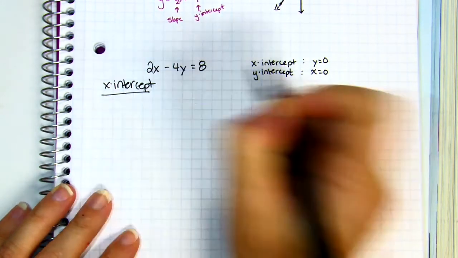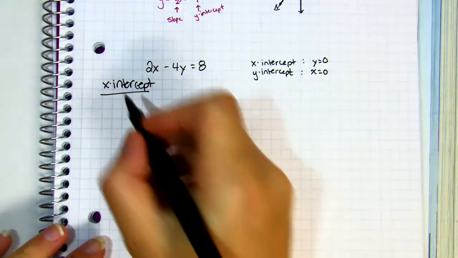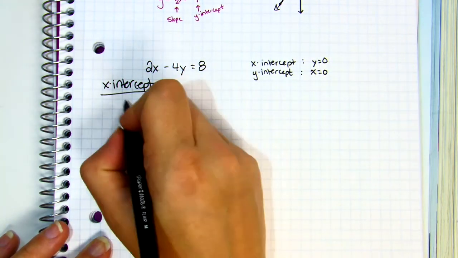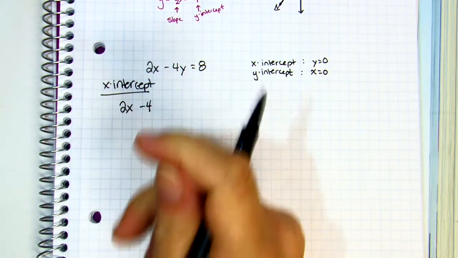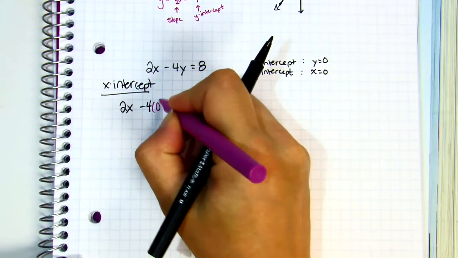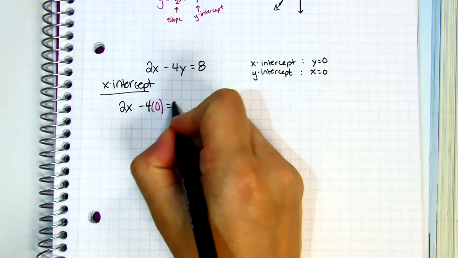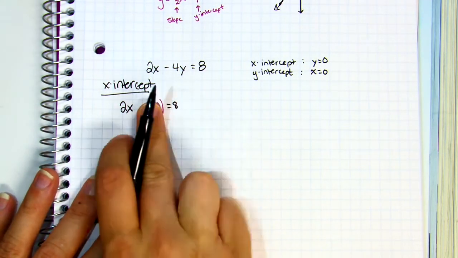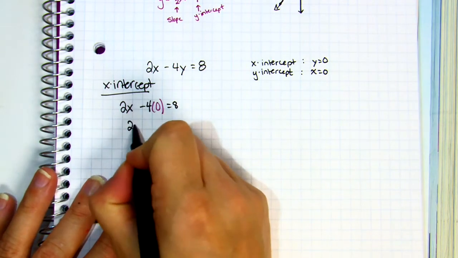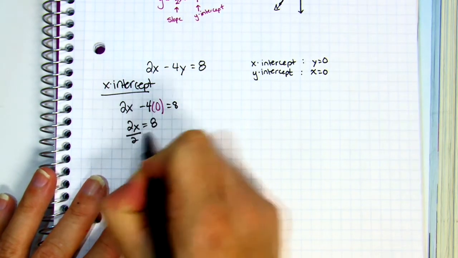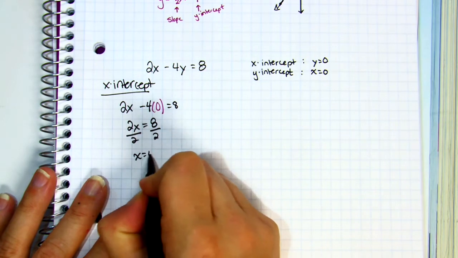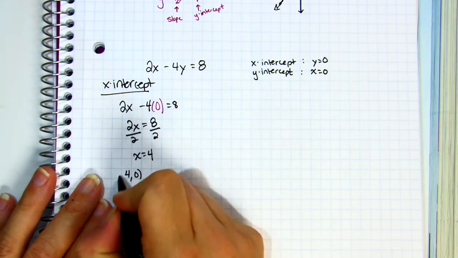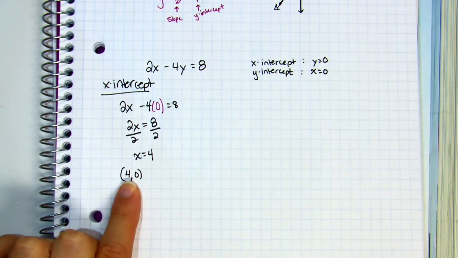Let's solve for the x-intercept first. So what that means is I'm going to plug in or substitute 0 for y. So 2x minus 4 times 0 equals 8. 4 times 0 is 0. So this whole term right here is going to go away, and I have 2x equals 8. Then I divide each side by 2, and I get x equals 4. So what that tells me is the point (4, 0) is one of the points on my line.